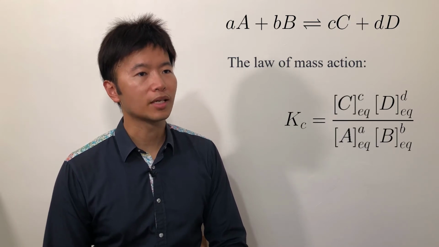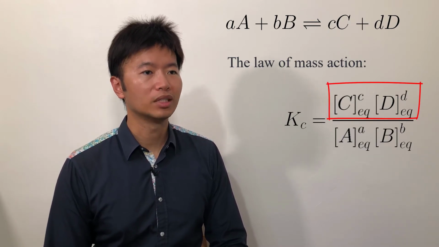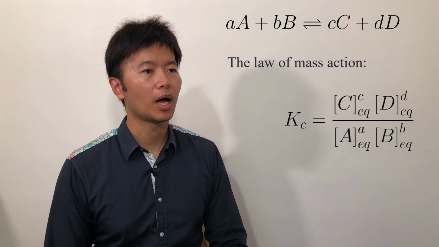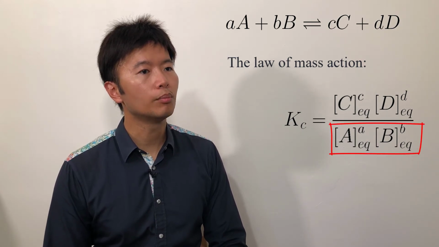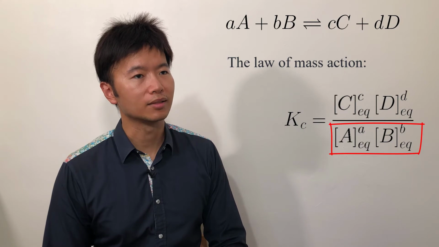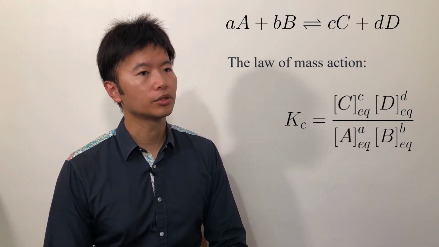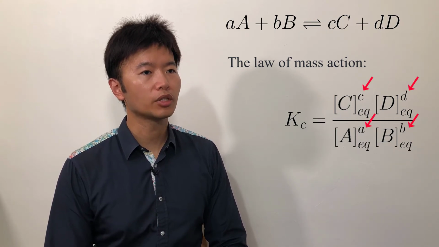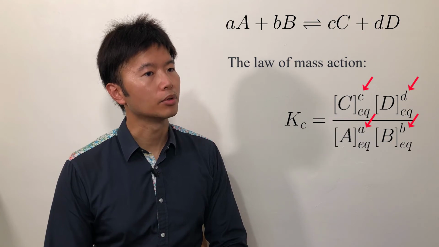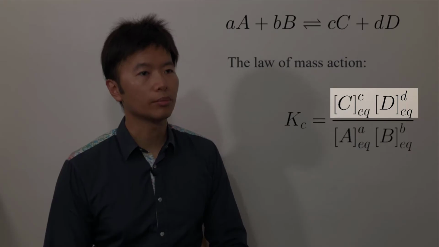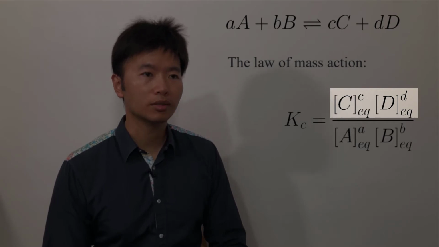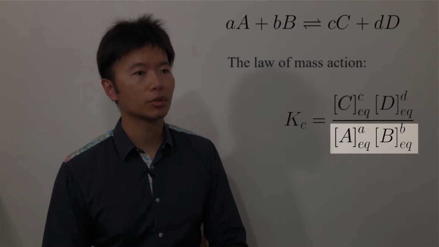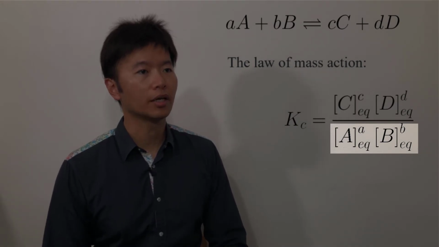Then the law of mass action is the product of the equilibrium molar concentrations of products divided by the product of the equilibrium molar concentrations of reactants. Each concentration of reactants and products is raised to its stoichiometric coefficient as its power. Again, the equilibrium molar concentrations of the products are in the numerator, and those of the reactants are in the denominator.